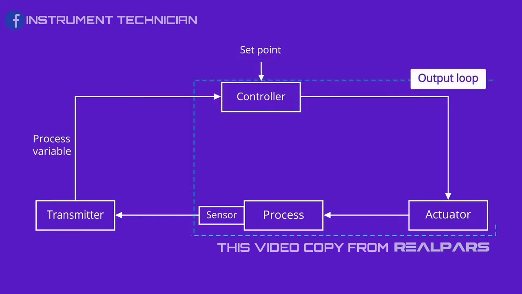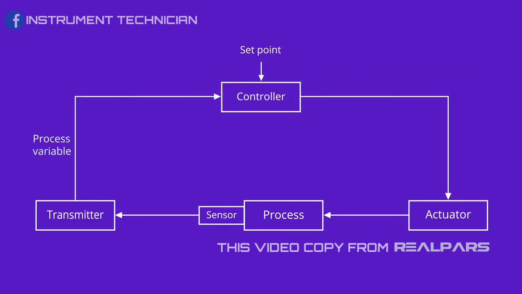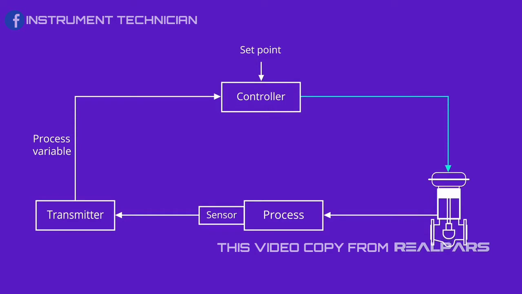The analog output loop consists of two major devices, the controller and the final actuator. When the controller completes the comparison between the process variable and the set point, it produces an output signal. The final actuator is the device, such as a control valve, that exerts a direct influence on the manipulated variable as directed by the signal it receives from the controller.